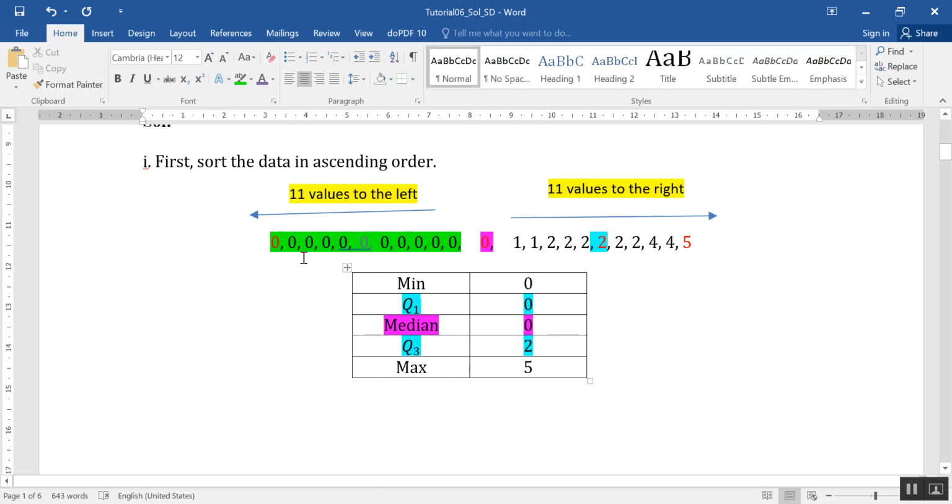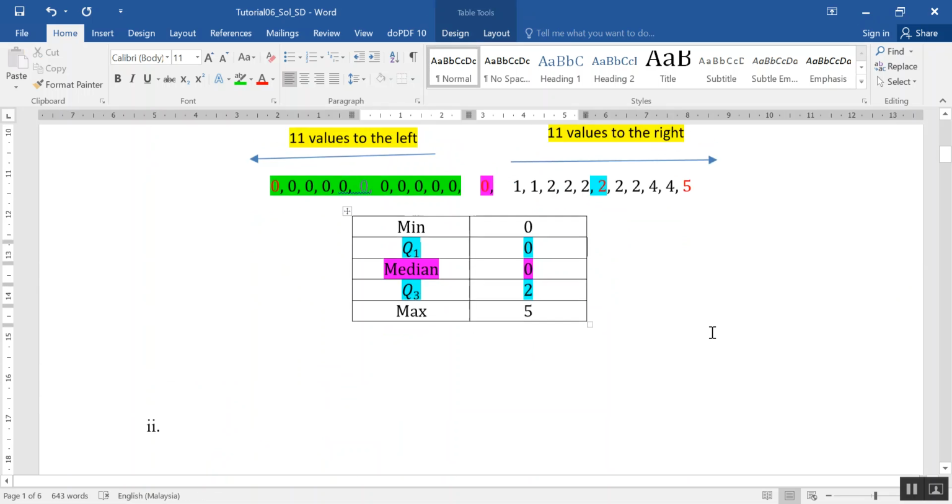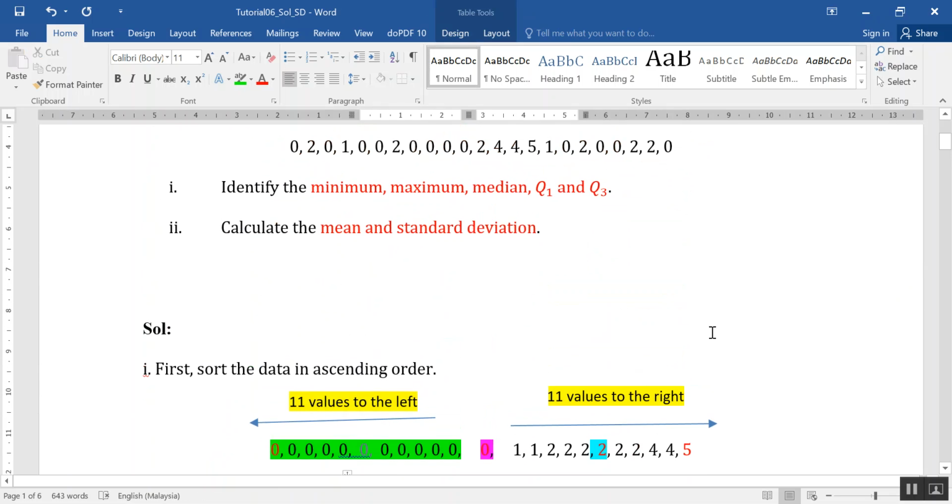But what happens if there is an even number here? In this case there are 11, so you can straight away take the middle value. But if there is an even number, just like for a normal median, you take the center 2 values and find the average. In this case it's odd, so you can just take the center value. Simple as that.